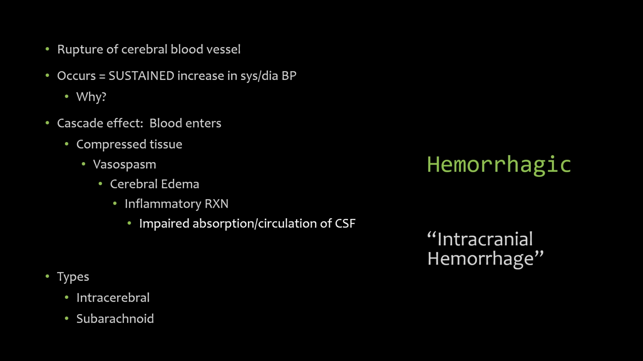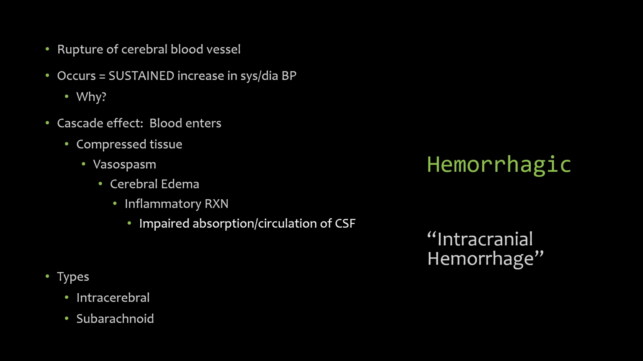So this is a rupture of a cerebral blood vessel. This occurs when there's sustained increase in the systolic and diastolic blood pressures. When you're thinking about that, just think we have uncontrolled hypertension, or maybe there's a clot that's putting more pressure on there. Those are the things that can cause this increase in pressure. It's going to end up having a cascade effect. Blood's going to enter, it's going to get blocked, there are these pressures there, and it's going to compress the tissues. Vasospasms can occur, leading to cerebral edema. That causes an inflammatory reaction in the body, and then subsequently impaired absorption and circulation of cerebral spinal fluid.